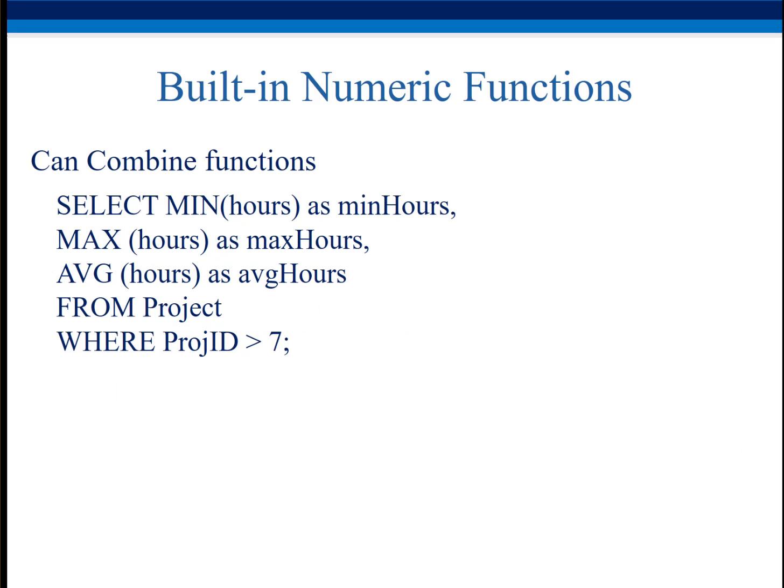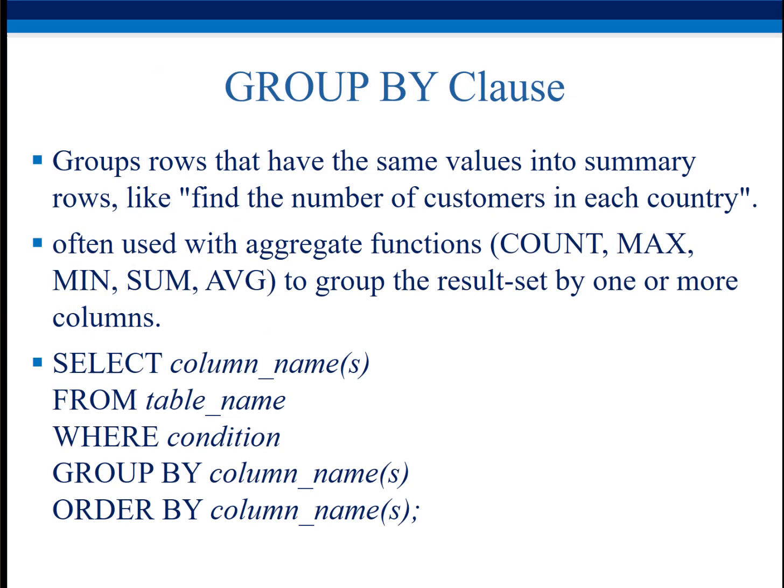You can combine functions in here, and again, we have an alias of min hours and max hours. So what we want to know is the MIN as min hours, the MAX as max hours, and the average as average hours from project where the project ID is a given number. So we want to know exactly what's going on here. So it's really very simple. Notice that we're combining three separate things. We do not have to use the AS. It just makes it a lot easier for you to determine what is what because they're all going to say hours.